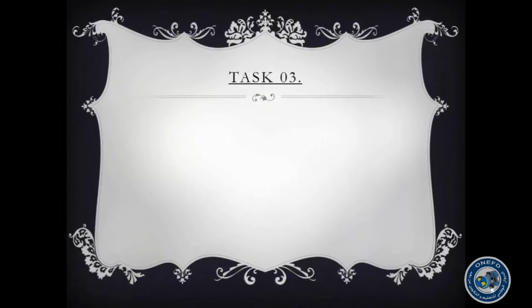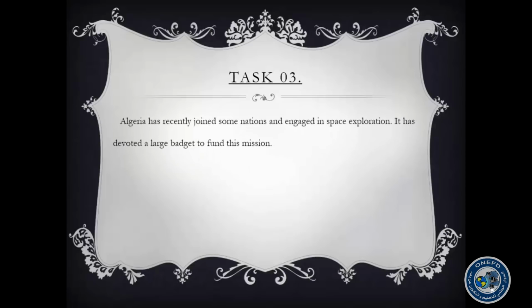So we have arrived at task 3. In task 3, you're going to see a situation of communication or situation of integration where you are going to reinvest what you have learned so far. So let's take a look at the situation. Algeria has recently joined some nations and engaged in space exploration. It has devoted a large budget to fund this mission.